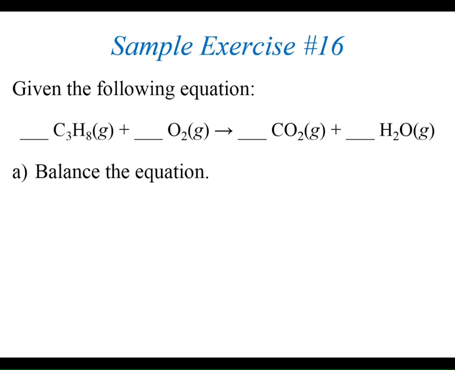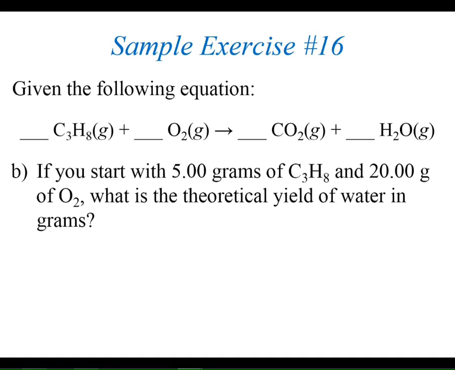So what's next? Now it says, let's say you have 5 grams of this and 20 grams of this. How much water could you make if everything went perfectly? Again, it gives 2 reactants, so we're going to do that twice. I'm going to turn the 5 grams into water, and I'm going to turn the 20 grams into water. And out of the 2 possible answers, which one will you pick? The smallest one. Yes, whichever one gives you the least.